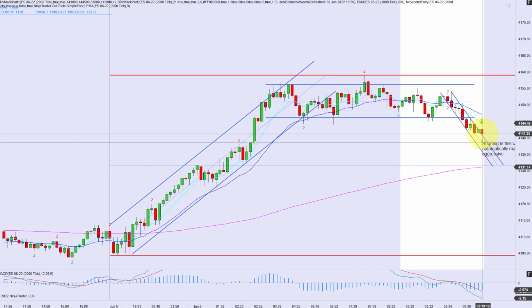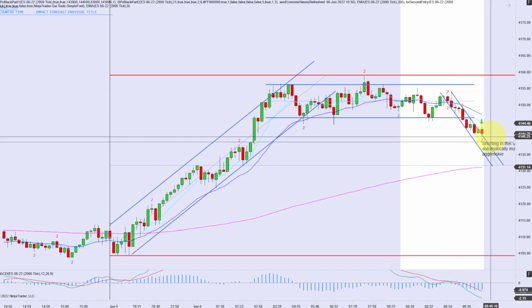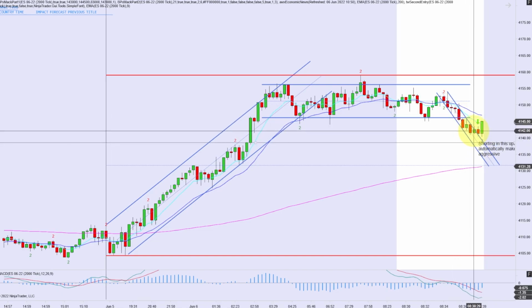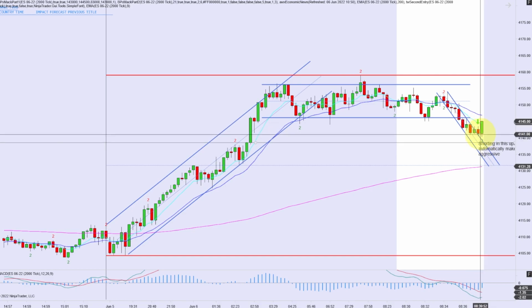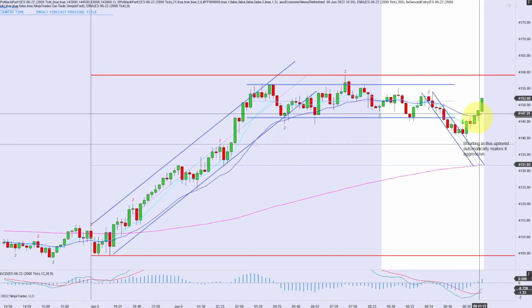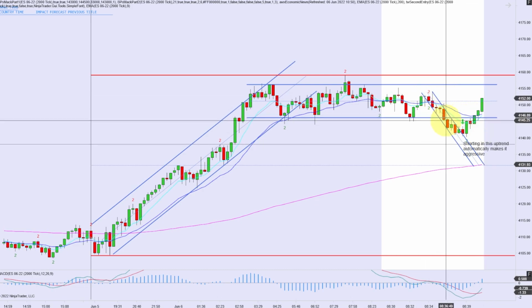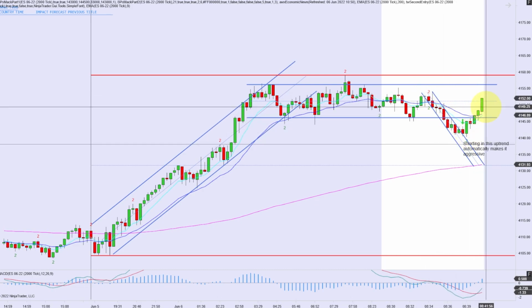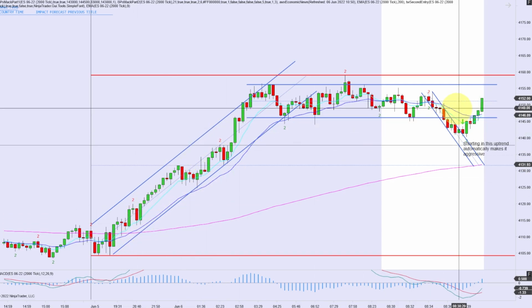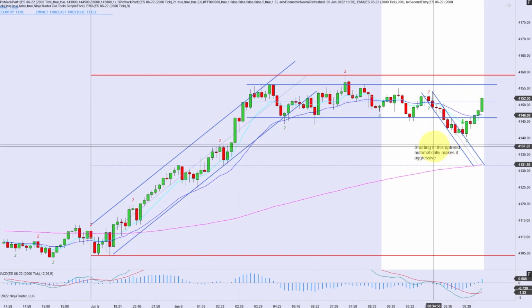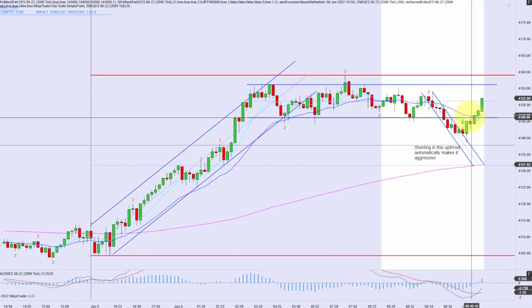Now, unfortunately, at the time, my bars were really weird. So I think I was looking at something different. But I ended up taking a short here. Prices ticked down, it looks like one, before reversing back up. Essentially, this was a failed breakout. Prices tried breaking out to the low side before failing and coming back up. Additionally, we're in this uptrend. So I did put a note here: shorting in this uptrend automatically makes it aggressive.